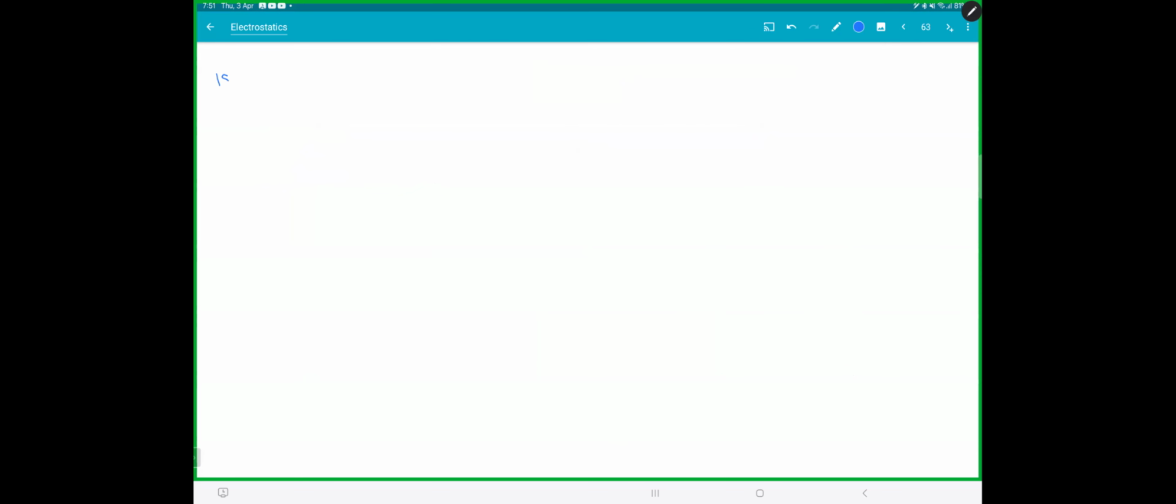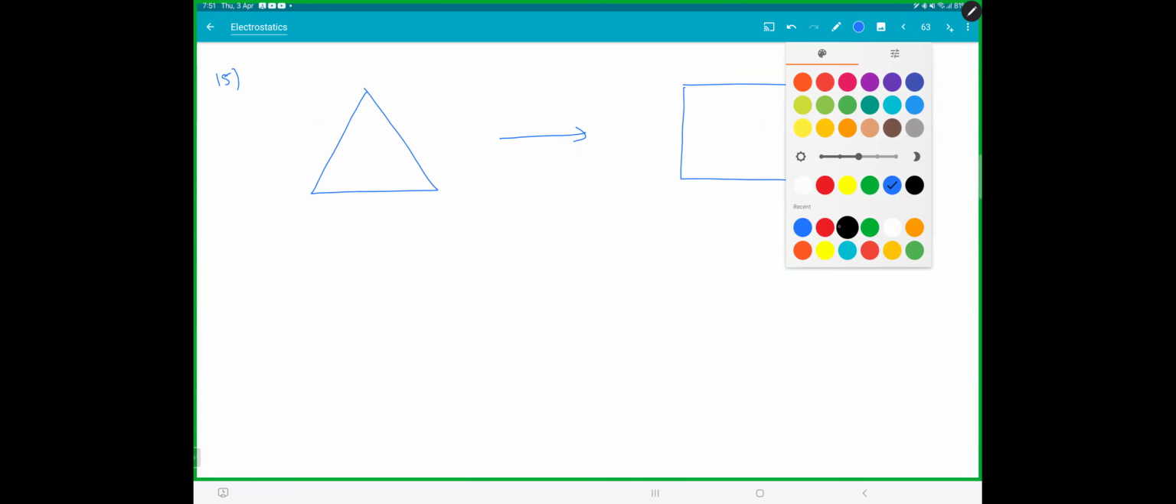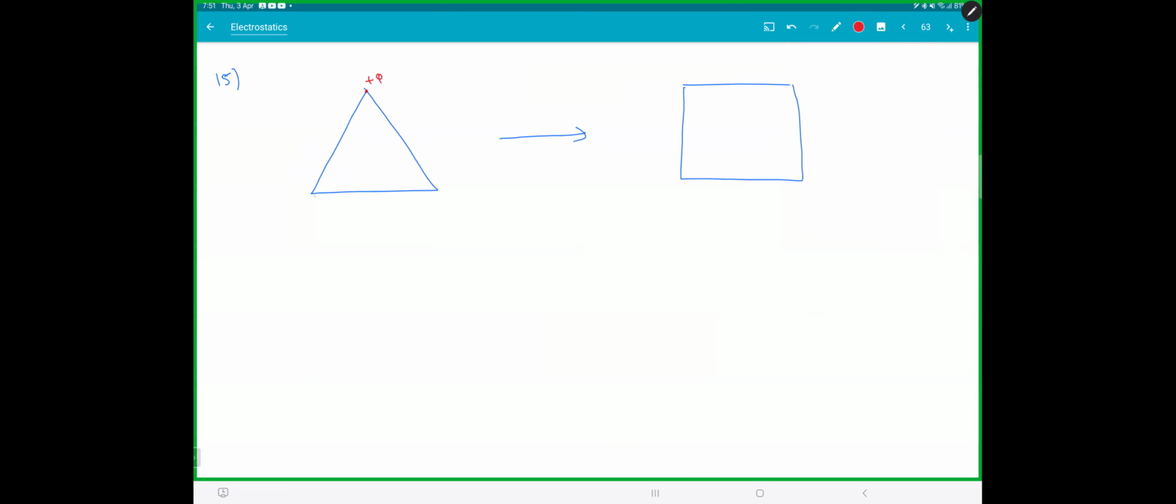Let's see a question. We have an equilateral triangle. So we have a charge plus q on each vertex, and plus Q on the centroid. So you have 4 charges there. Equilateral side A. Now someone took these 4 charges and rearranged them into a square where this was plus Q, this was plus Q, this was plus Q, and this was plus Q. This is also square side A.